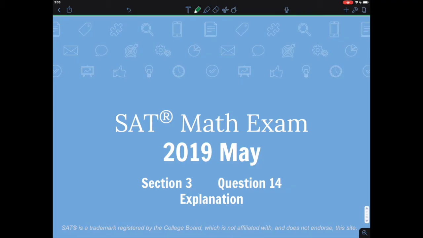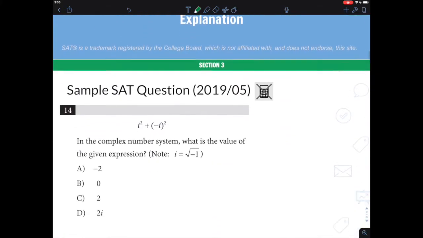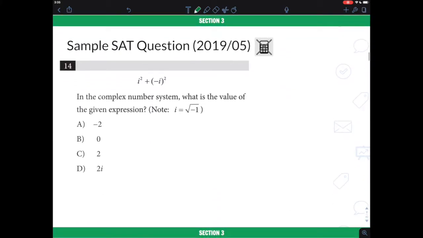In this video, we will go through 2019 May SAT exam, section 3, question 14. So in this question, it will talk about the topic of complex numbers. And just to go through the topic of complex numbers quickly, the i right here that you see is equal to square root of -1, which is given here, very generous of the SAT College Board.